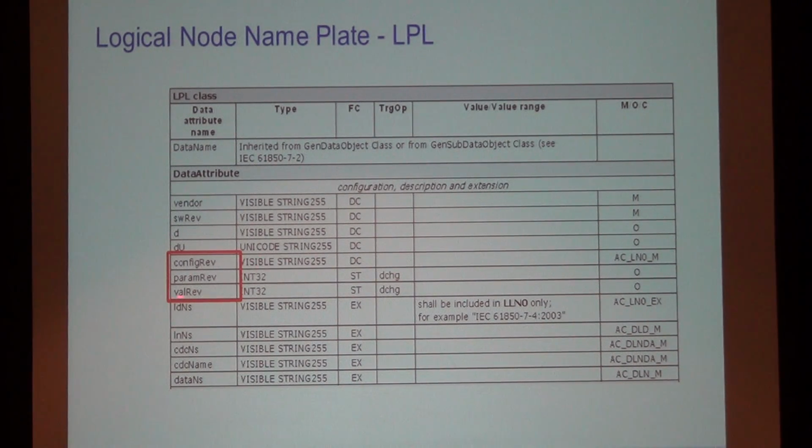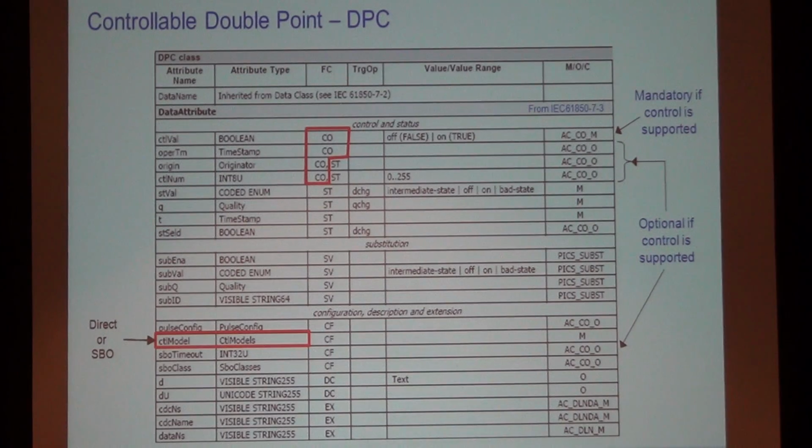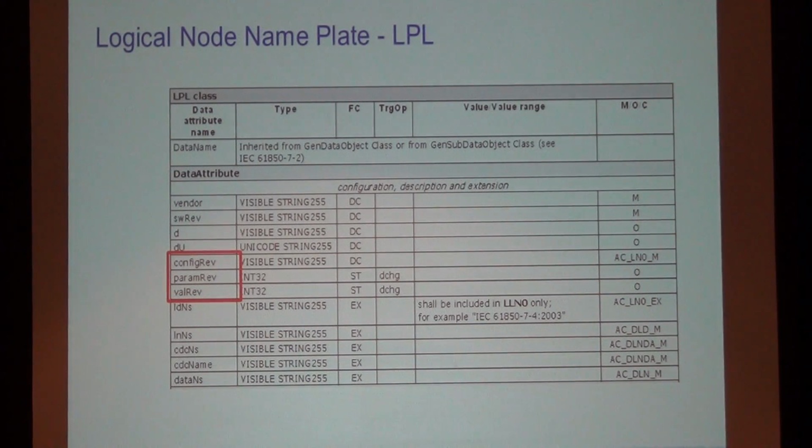And the value revision tells you if anything has changed in the configuration fields. So if we go back into, for instance, the CF, these are the configuration fields. So if somebody goes to an object and changes the control model from select before operate to direct operate, what will happen then is you'll see that change in the value revision.